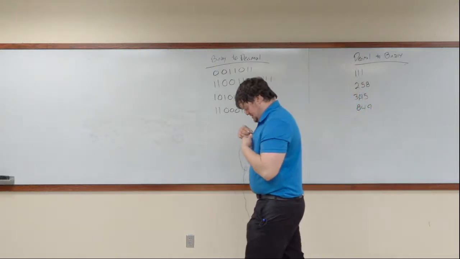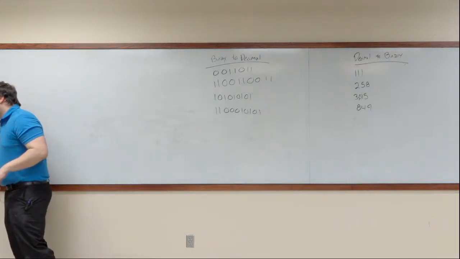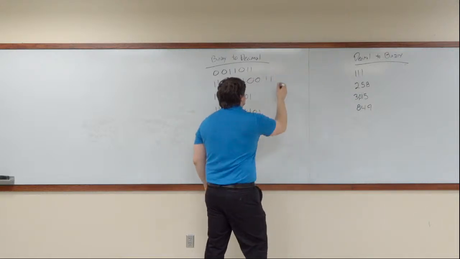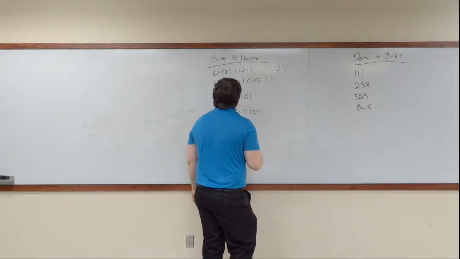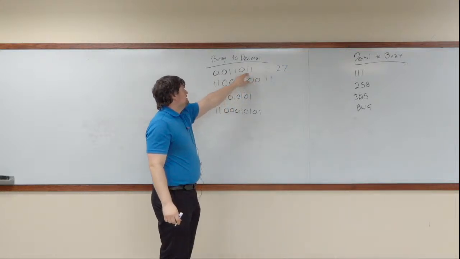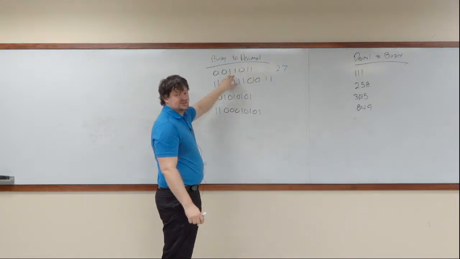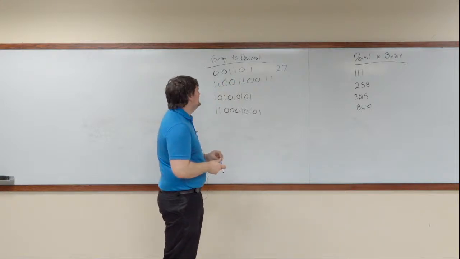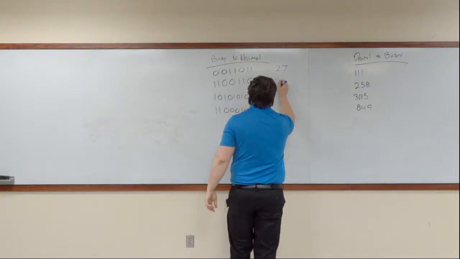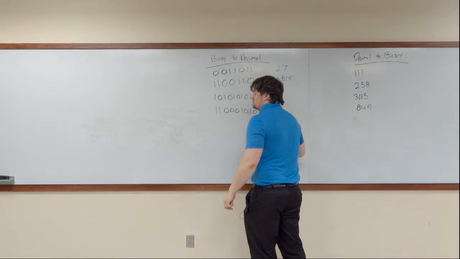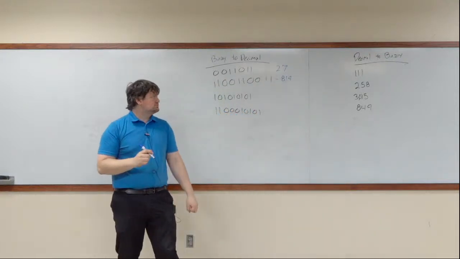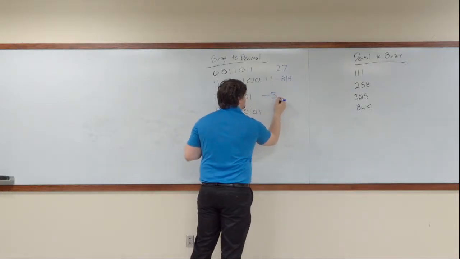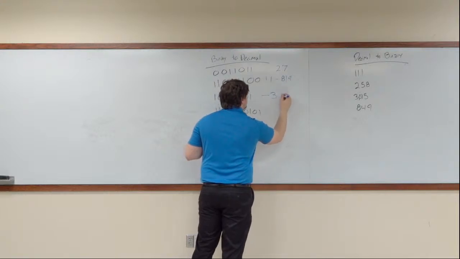Let's go through some answers. What is this one in decimal? 1, 3, 11, 27. Okay, what about this one? All right, what about this one? 341. Does that say 814?